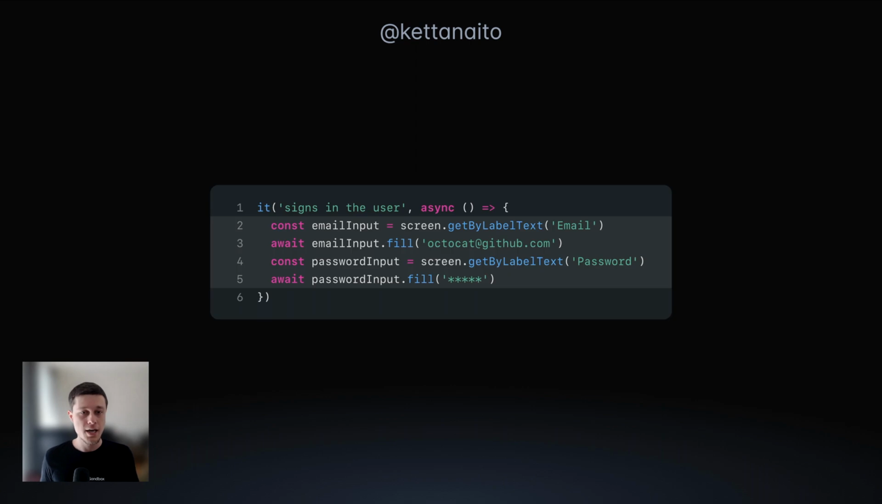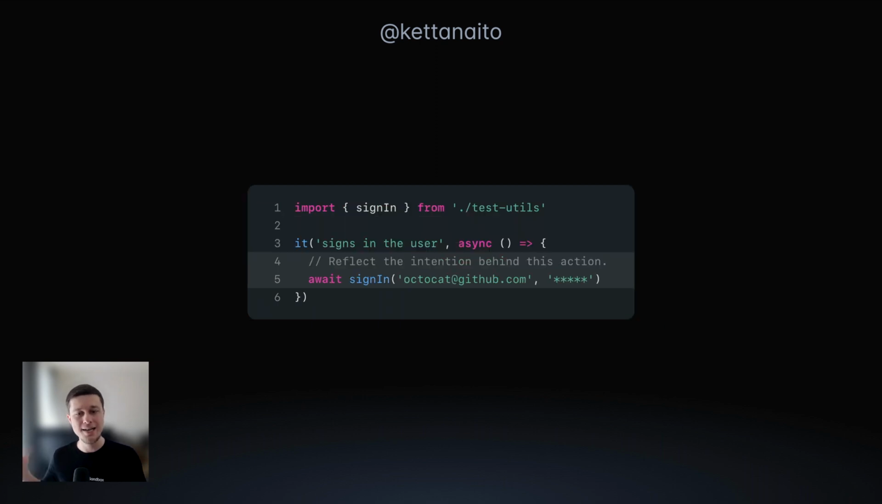For example, if in this test we fill in a signing form, and we do this very often to test the signing feature, well, why not abstract it into a helper utility and call it sign in? And notice how immediately this reads much better. It reads like the intention. We want to sign in with these credentials. It doesn't matter what the form selectors are, what the IDs and classes are. The intention is to sign in and then do some expectations.